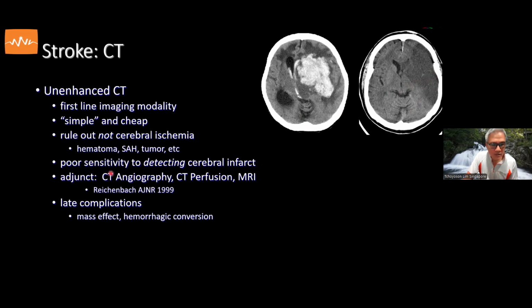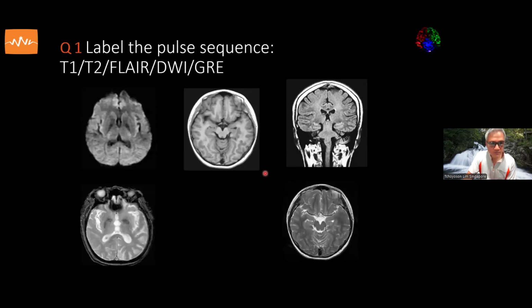That's why we tend to use CT angiogram and CT perfusion, and in many of our cases, we will use an MRI in the first 24 hours of the patient's presentation to our hospital. So, remember we talked about the different pulse sequences and what they look like and the reasons why we use them. So let's go over them quite quickly.